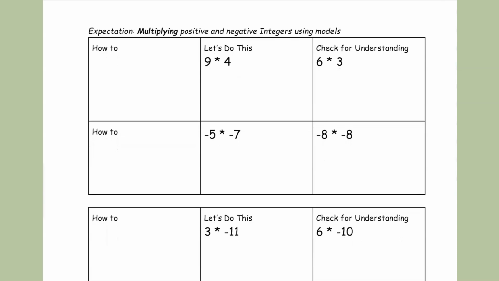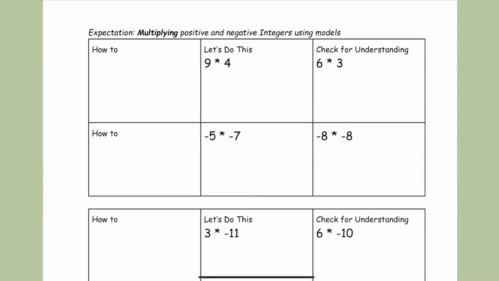For this expectation, we are going to be multiplying positive and negative integers using models. Not on the number line this time. This time we're going to do it using models. And whenever we're using models, it's very important to remember that you want to draw these out as clearly as you can. Now, because I'm working on my computer, I can easily just clip them and duplicate them. And it may take you a little more effort when you're drawing the models out, but you can still manage it. I know you can do it.